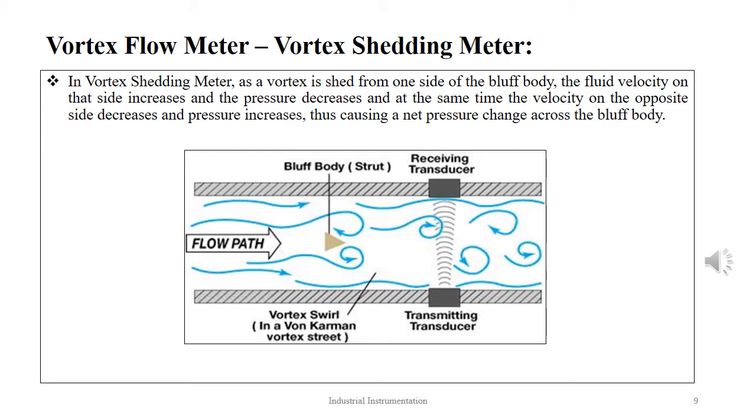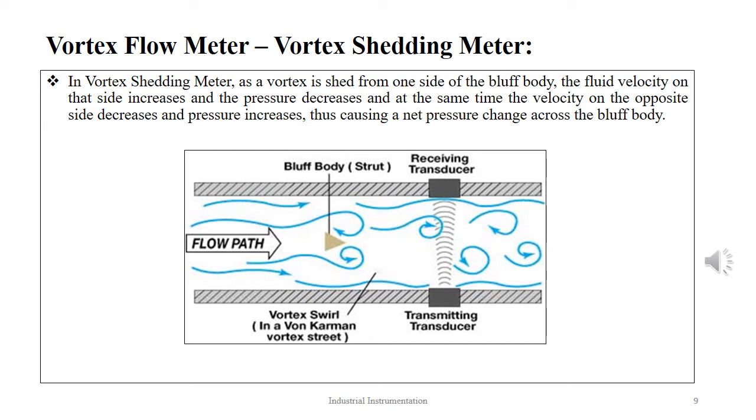The second type of vortex flow meter is known as the vortex shedding flow meter, where a vortex is shed from one side of the block body and the fluid velocity on that side increases with the decrease in pressure, and at the same time the velocity on the opposite side decreases with an increase in pressure, thus causing a net pressure change across the block body.